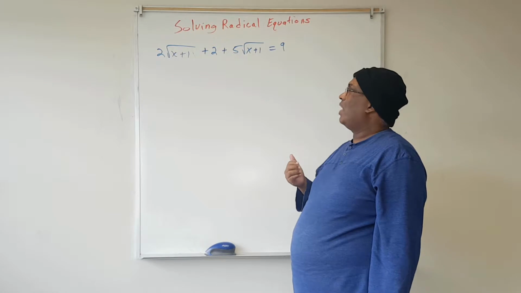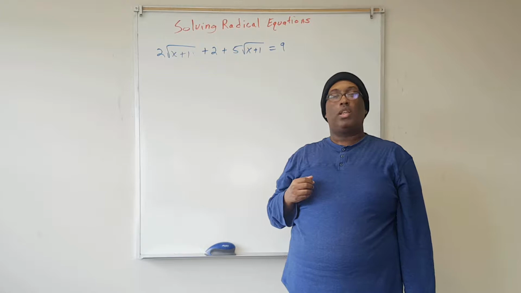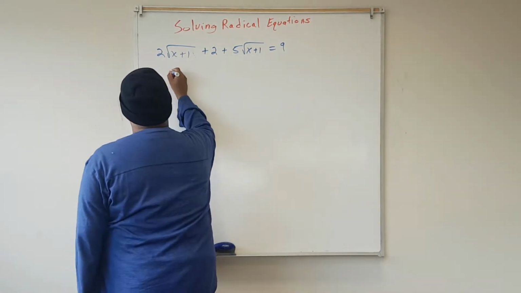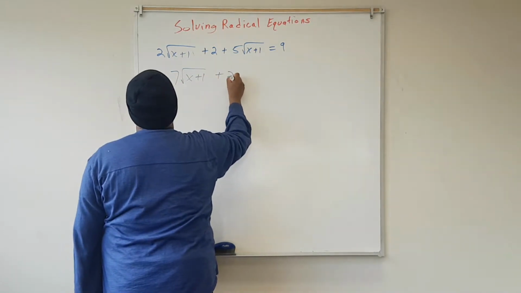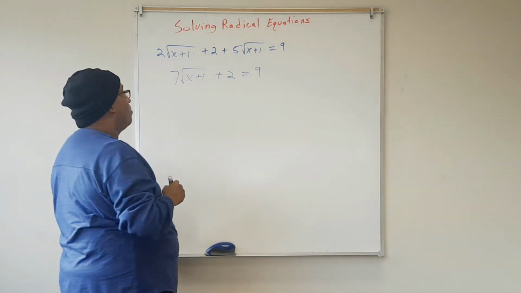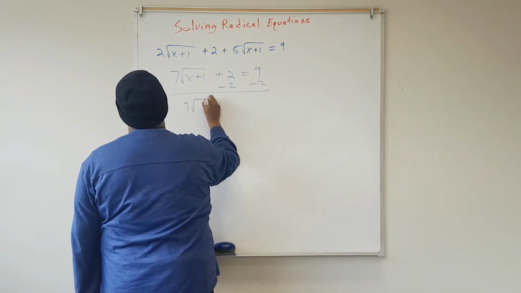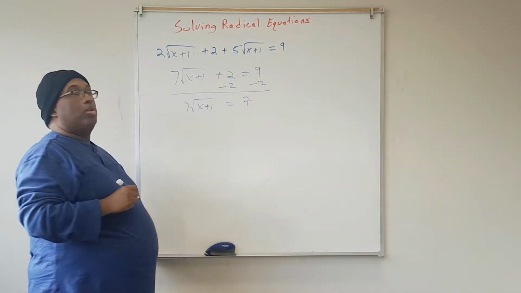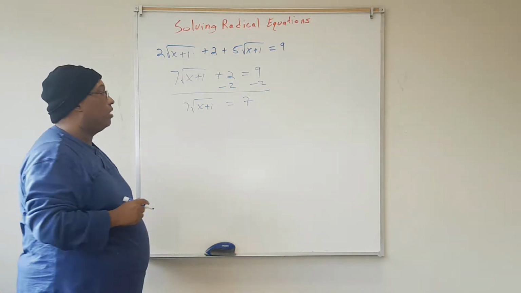So 5 times the square root of x plus 1 plus 2 times the square root of x plus 1 is just 7 times the square root of x plus 1, plus 2 equals 9. Now we can isolate the radical by minusing the 2. So now we can isolate the radical by dividing by the 7.